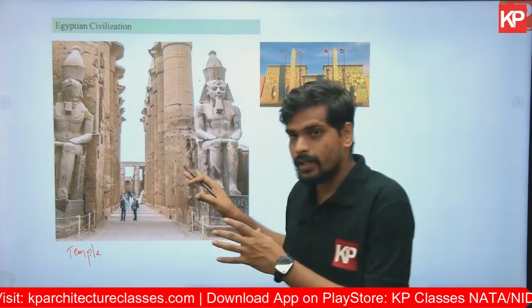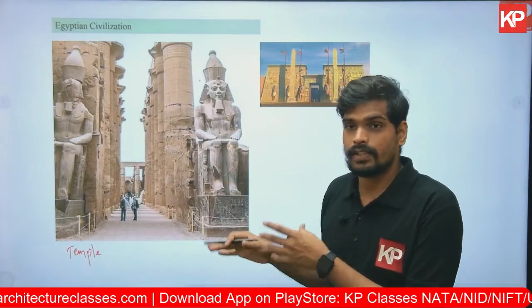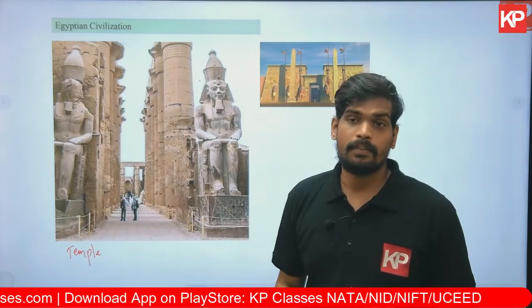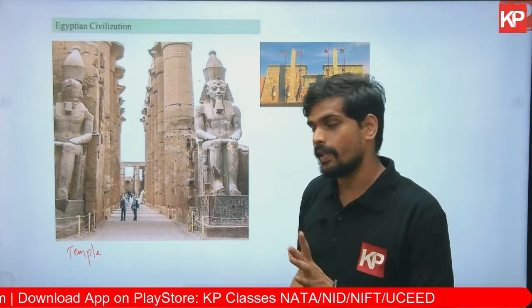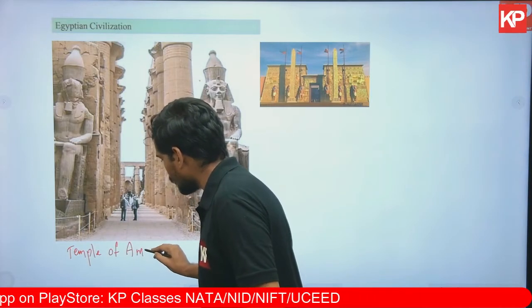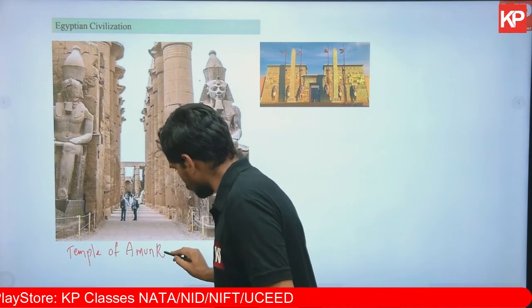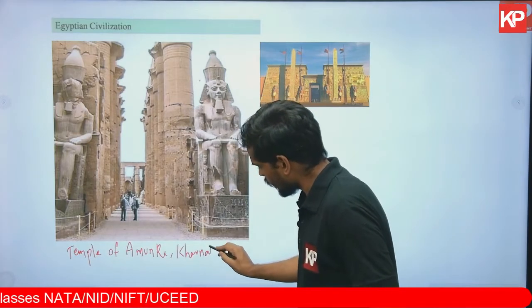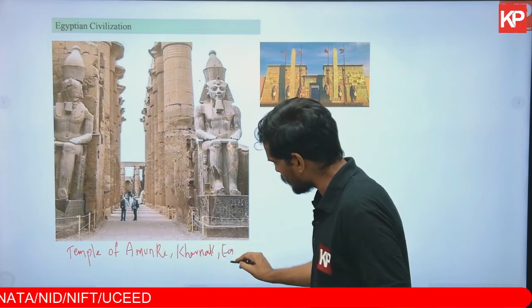Try to look into the picture, visualize it, try to look into the features. I will tell you some features of it, and remember the name of it, because you get picture identification questions also in NATA examination specifically. This is Temple of Amun-Re, which is located in Karnak, which is a city in Egypt.